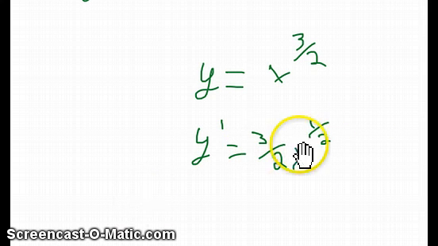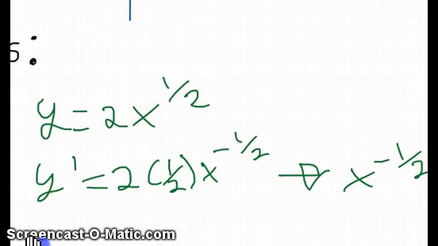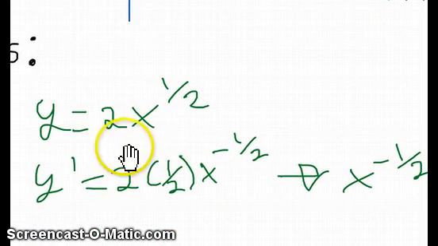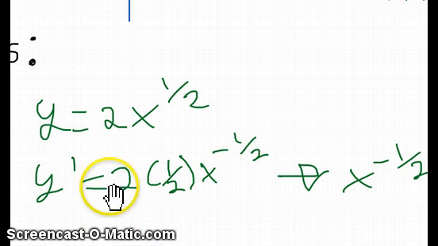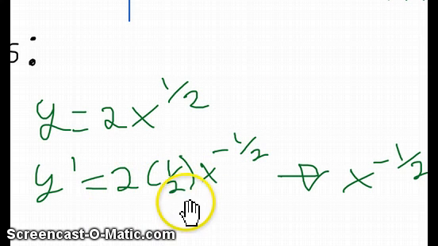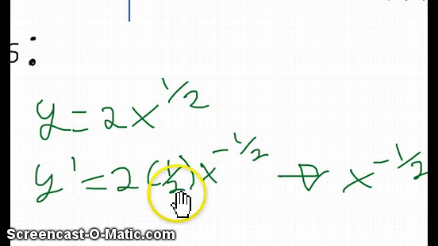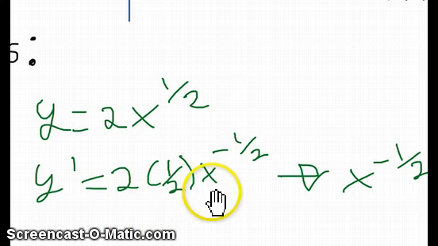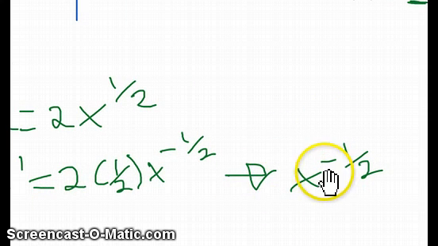Now that we have this, let's try one with a coefficient in front. So if you had y equals 2x to the 1/2, you do the exact same steps. You bring the 1/2 down, so you get 2 times 1/2 x, and 1/2 minus 1 is negative 1/2. But now you can combine these two front terms. So 2 times 1/2 just gives you 1. So your final answer would then be x to the negative 1/2.